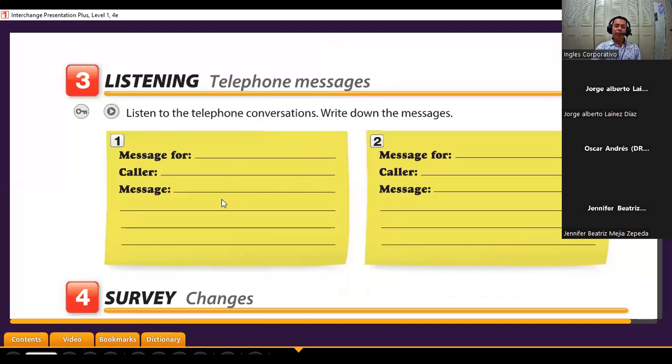Now listen to the two conversations, right? And write down the messages. You're going to write the message for, para quién el mensaje, right? Caller, quién llama, and what is the message? Here we go. Listen, please.